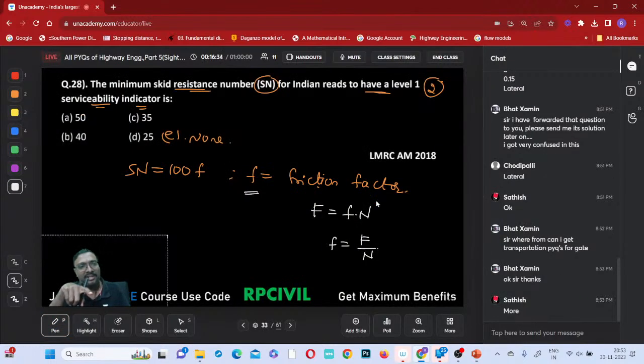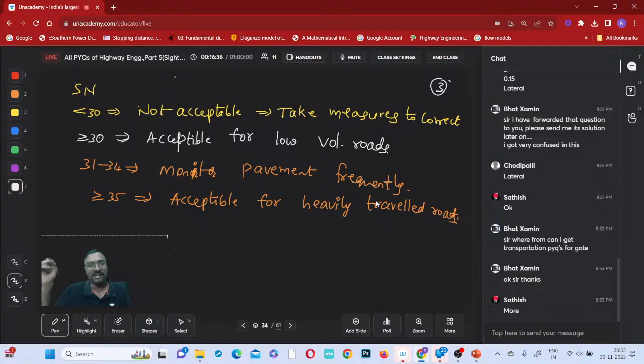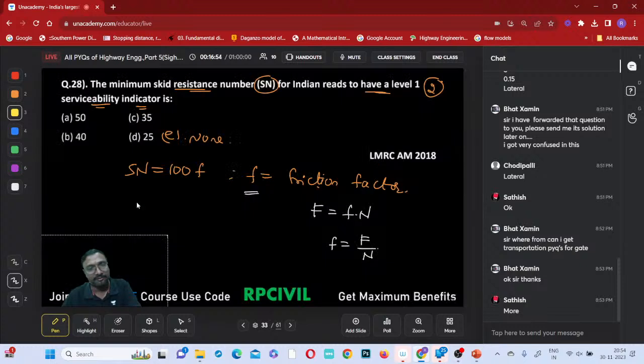Among them, level 1 is mentioned. What is the meaning of level 1? Is it the first category, second, third or fourth category? Level 1 means the top category. Top category means higher loads or lesser loads? Higher loads. Higher loads means greater than or equal to 35 is the answer. So option C will be the correct answer. Is it clear, everyone?